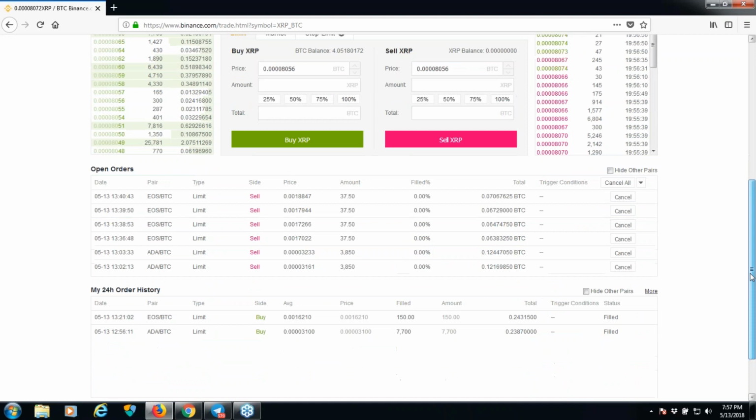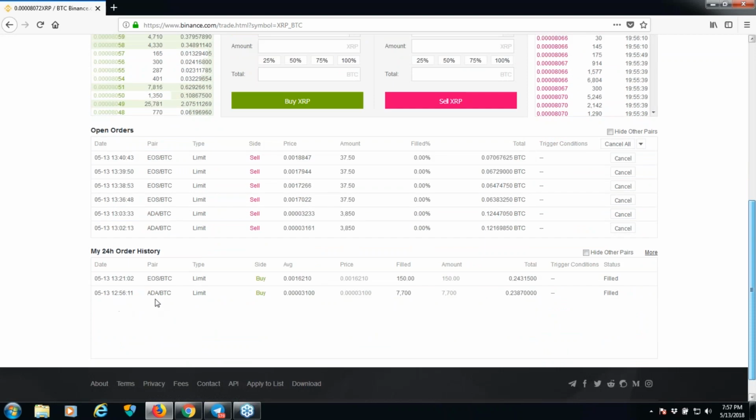Okay, so let's go down here. My order history. I bought ADA, Cardano. I bought 7,700 of them at lunchtime, remember. And I bought EOS, 150 of them. So I've got 2 sales that I closed where I bought. And then look where I set the limit. I bought ADA, 7,700 Cardano.